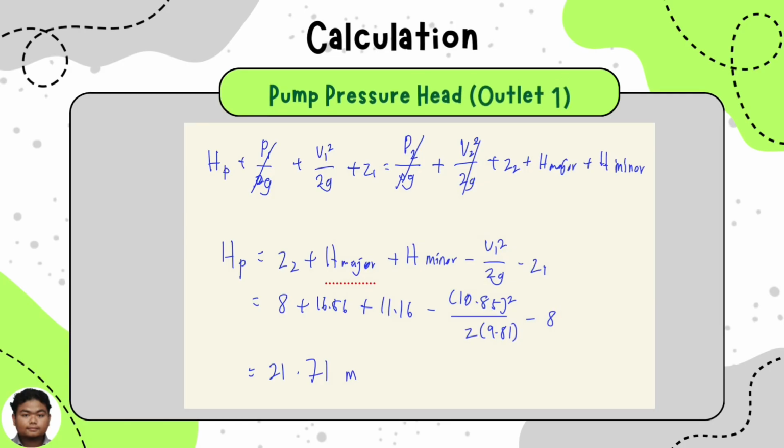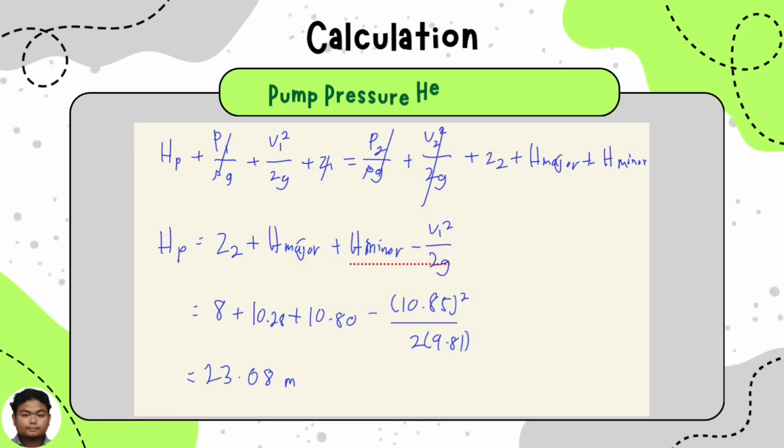Alright, so next we're going to find the pump pressure head. For this calculation, we count for every outlet. For outlet 1, we discard what doesn't have information. For outlet 1, we discard pressure 1, pressure 2, and also V2. After that, we get our equation, Z2 plus H major plus H minor minus V1 squared over 2g minus Z1. Then we put in the information that we have. We get the answer for outlet 1 is 21.71.